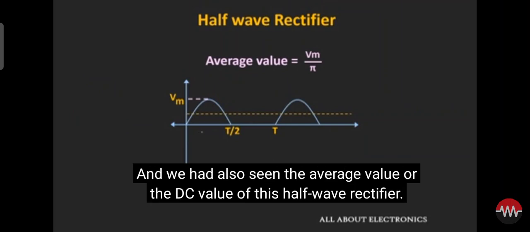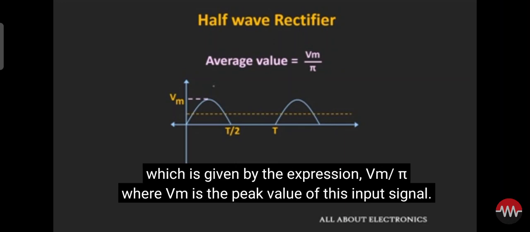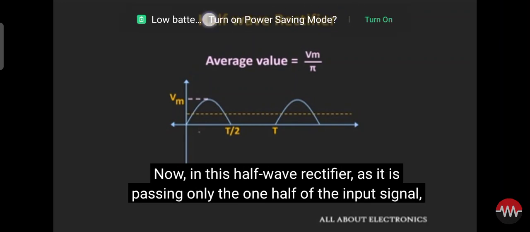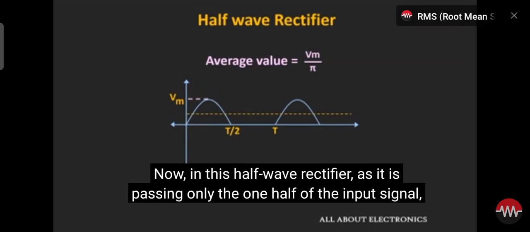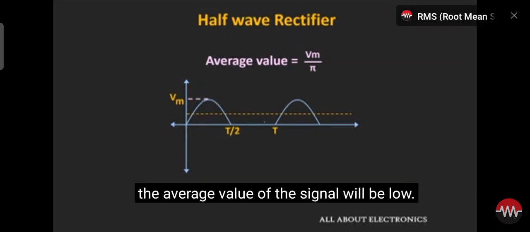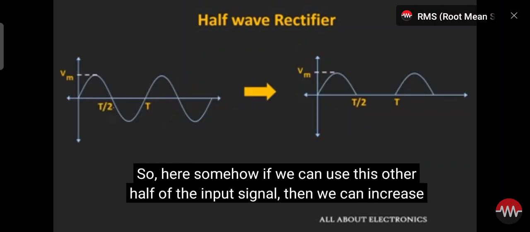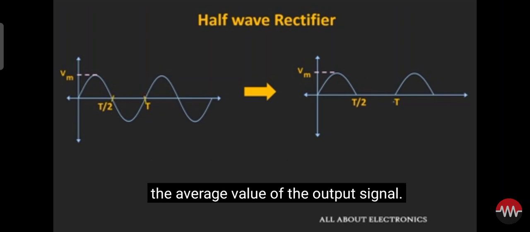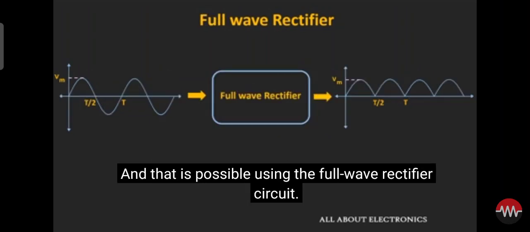And we had also seen the average value or the DC value of this half wave rectifier, which is given by the expression Vm divided by pi, where Vm is the peak value of this input signal. Now in this half wave rectifier, as it is passing only one half of the input signal, the average value of the signal will be low. Somehow if we can use the other half of the input signal, then we can increase the average value of the output signal. And that is possible using the full wave rectifier circuit.